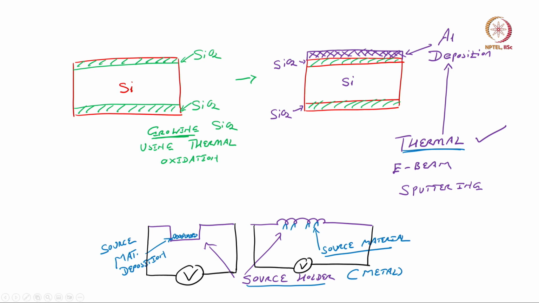Now, if you apply a voltage, this is a metal, what will happen? The current will flow through it. When the current flows through the source holder, there will be I square R heat. This we also call Joule heating. Now, when you apply a current and there is I square R heating, the material which is loaded onto the source holder will start melting. Why? Because there is heating. So, this material will start melting, and if you keep on heating, it will start evaporating.